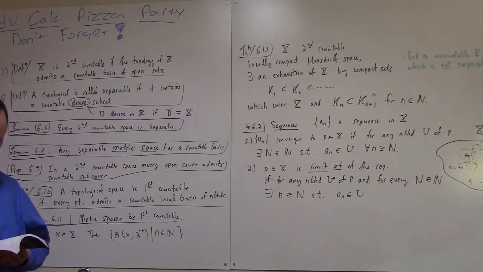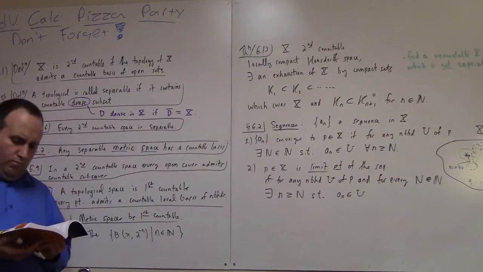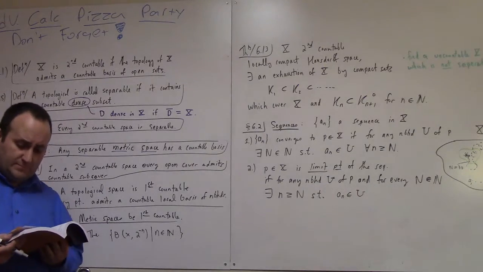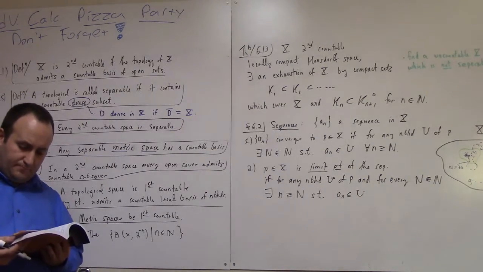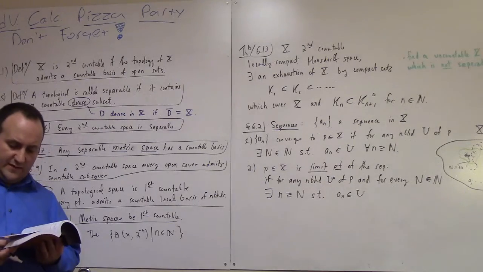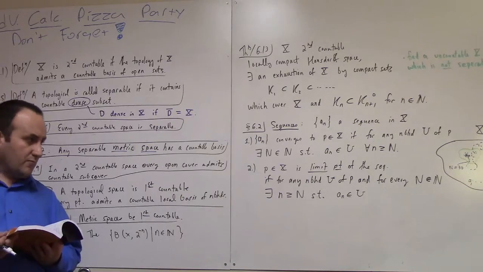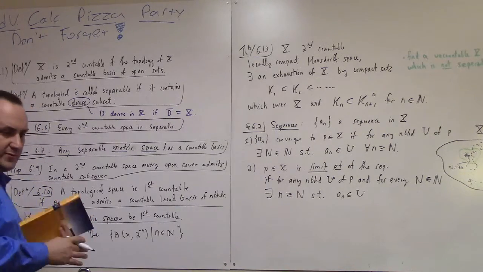Every sequence in a Hausdorff space converges to at most 1 point, if it converges at all. Because if you had a sequence which converged to distinct points P and Q, let's go through this argument. It's probably worth going through.